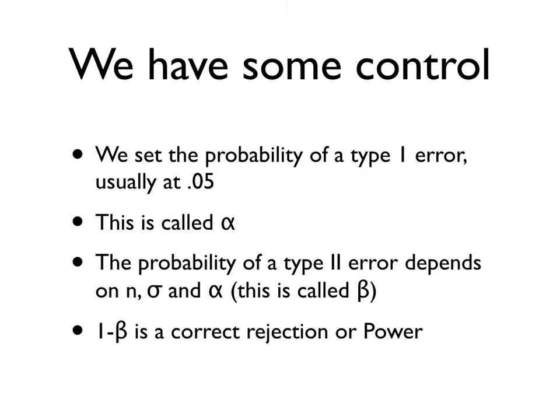One minus beta is a correct rejection, or statistical power, the power your test has. And ideally, obviously, you're going to want high power and low alpha. That's perfect. You don't want to make errors, and you want to detect things that are really there.